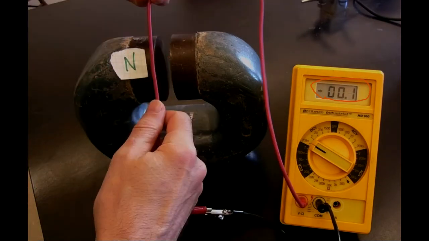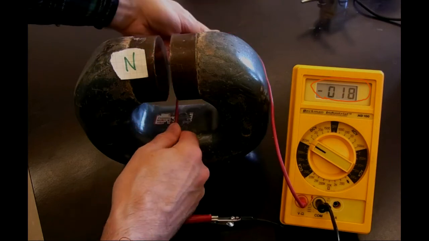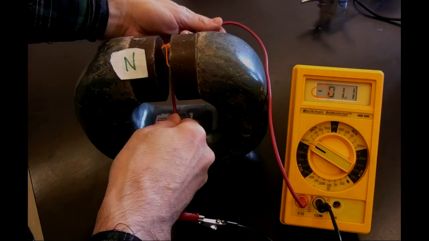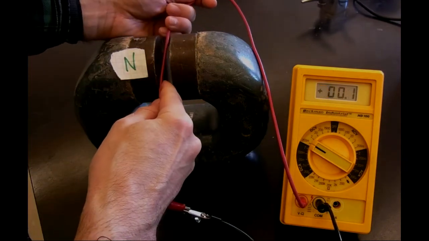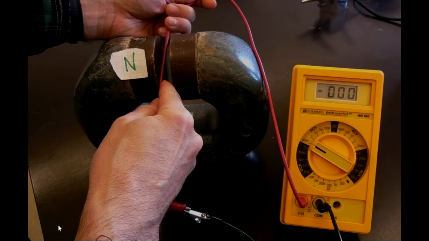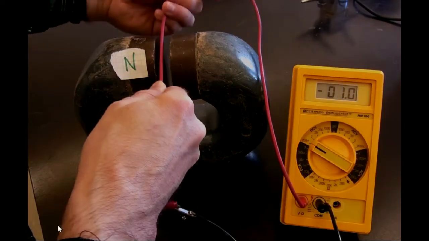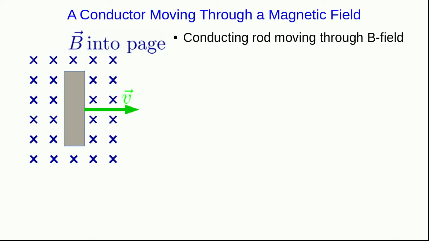In particular, notice that when I move the wire one way, this way, the measured potential difference comes out negative. But when I move it the other way, the measured potential difference comes out positive. And the final thing to notice is that if I hold the wire steady in between the poles of the magnet, then there is no potential difference detected. Clearly something is going on with magnetic forces.